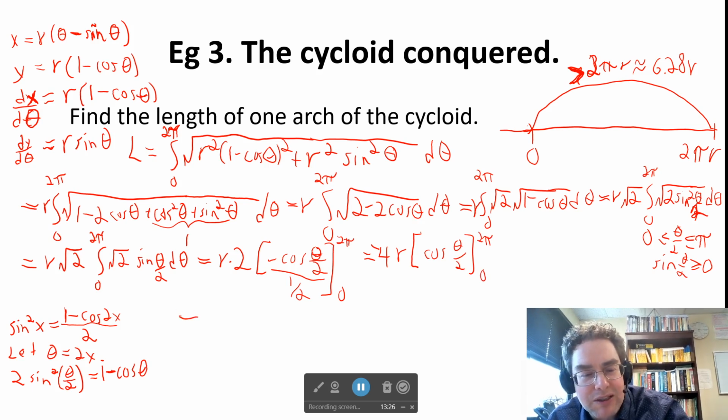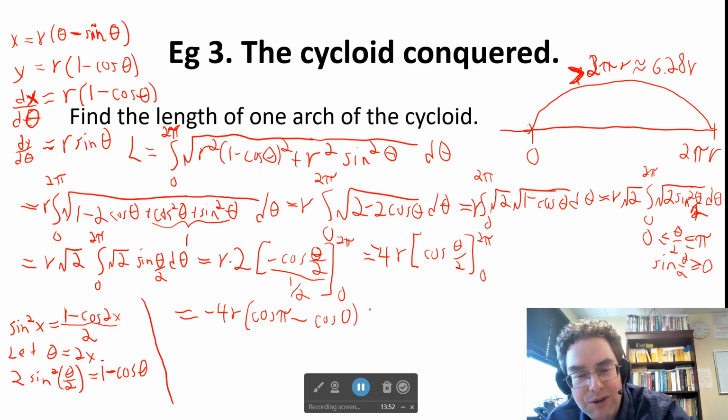Let's see, we better put it down here. And when we do that, we'll have negative 4r. And then we put in 2 pi. The 2's cancel. We got that 2 in the denominator, remember? So we've got cosine pi. And then evaluating at 0, we just get cosine of 0. And as long as you remember your basic values of cosine, you're home free here pretty much.